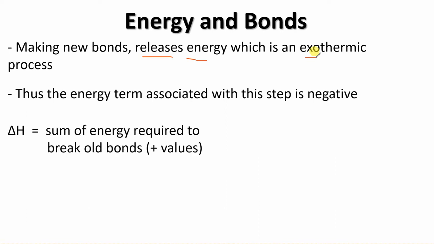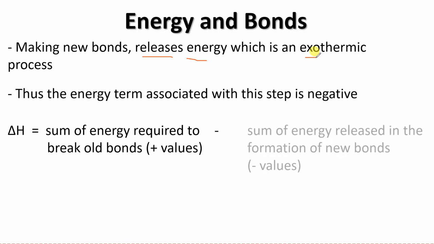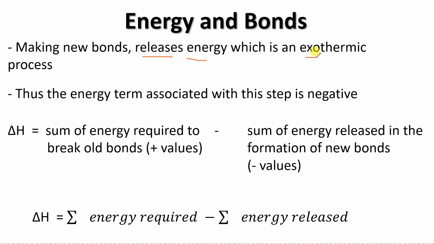So what we're going to do here is take our delta H and take the sum of the energy required to break the old bonds. We're going to find these values on a table I'm about to show you. And we're going to subtract off the sum of the energy released in the formation of the new bonds. And there's probably a simpler way to write this. This is our energy required subtracted by our energy released.